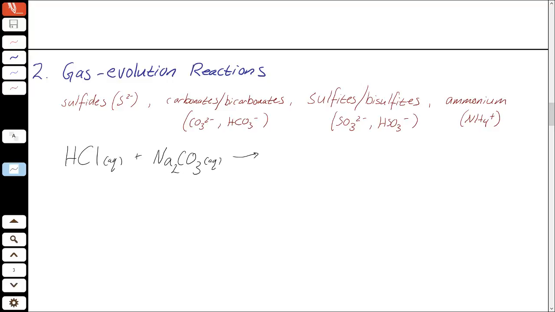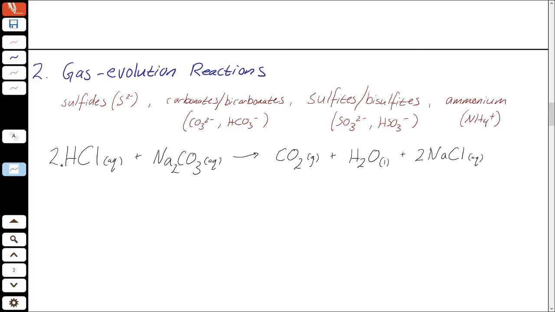What actually happens is we have to recognize that carbonates form gases when they react with acids. And so that means that our products are going to be our gas, CO2, and water, and then our salt, which stays aqueous and is not involved in the net ionic equation. So we can still balance this. Maybe we should have something like that.